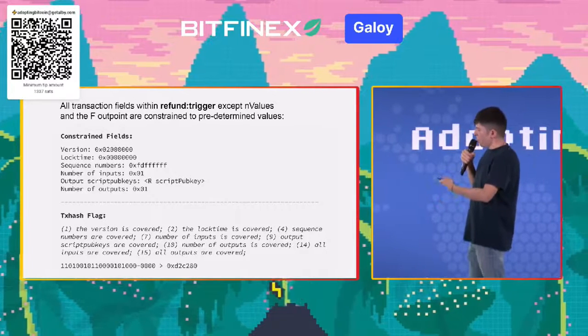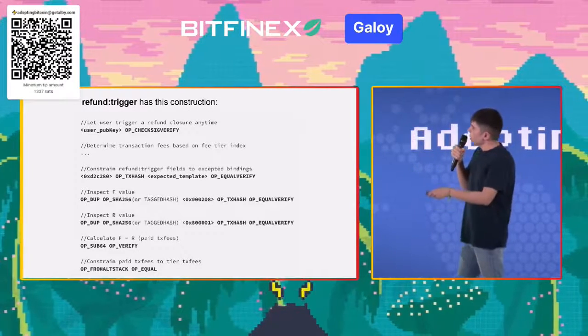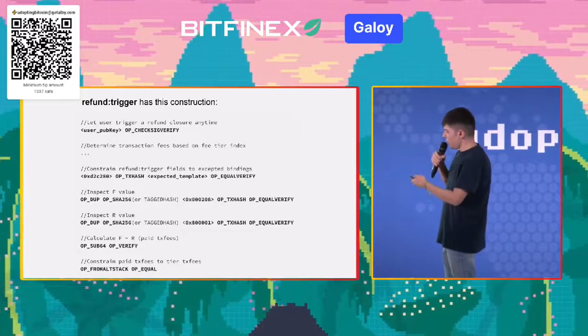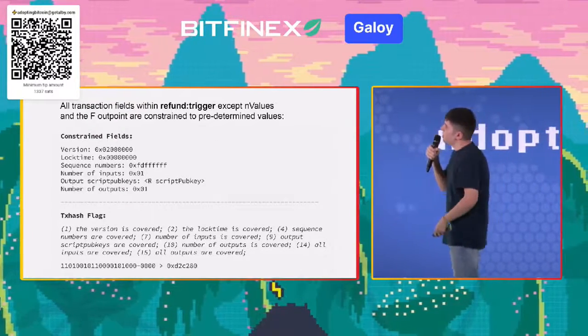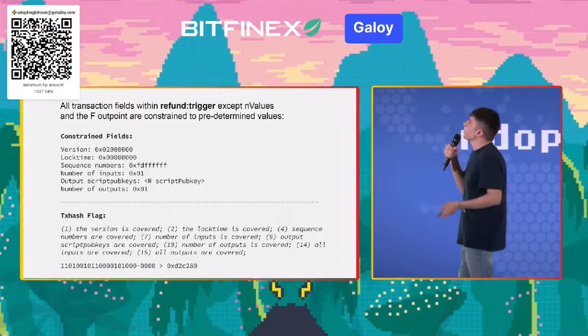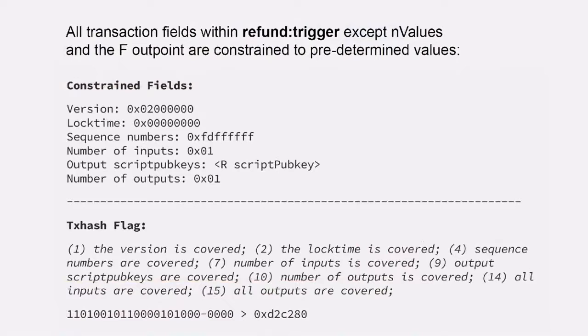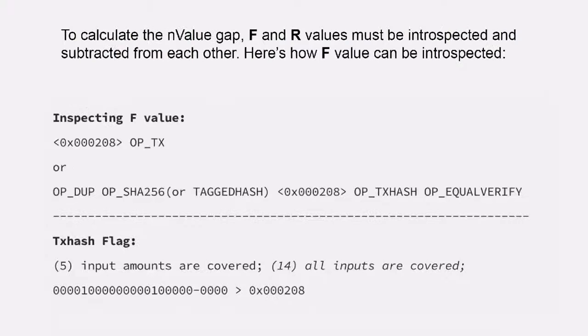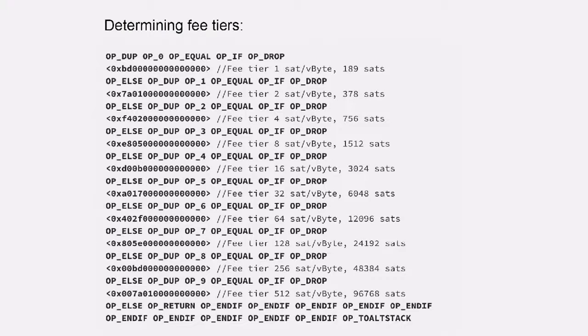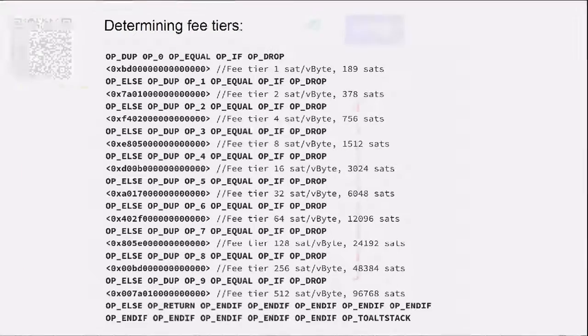Again, on the third line, the TXHASH flag D2C to 88 basically constrains the number of inputs and outputs to 1, locktime, version, and an RBF sequence, and the R script pubkey, which is a predetermined preset script pubkey. And as for inspecting F and R values, we can use this TX flag. And as for the fee tiers, we have 10 different fee tiers under if-else branches. I know this is a long script.